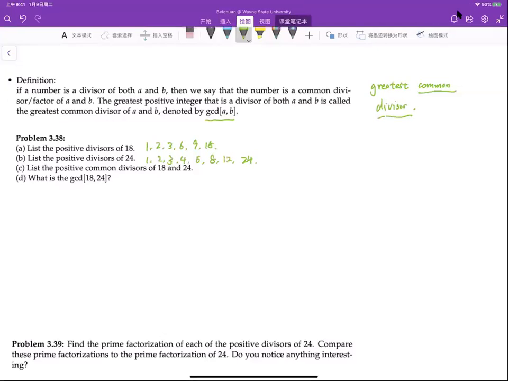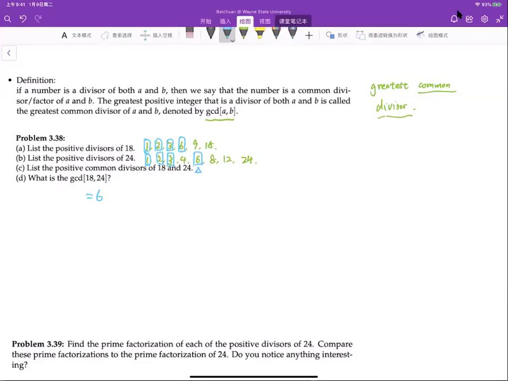Then can you find all of the positive common divisors? Again, we just want to see if there is anything in both of the lists. So 1 is, 2 is, 3 is, 6 is. So that's it. Then what is the greatest common divisor of the two numbers? Basically, we just need to find the largest one. So that will be 6, because 6 is the largest one.